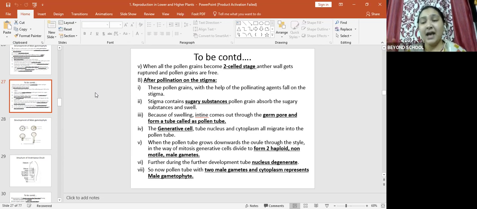सारे pollen grains में, anther walls में सारे pollen grains क्या हो चुके हैं? 2 cells बन चुके हैं, right, via a mitotic division. तो अब anther wall क्या हो जाएगा? Anther wall has got mature and it is going to get ruptured and it is going to get broken down, right? And who is going to break that anther wall when it is going to get ruptured here?